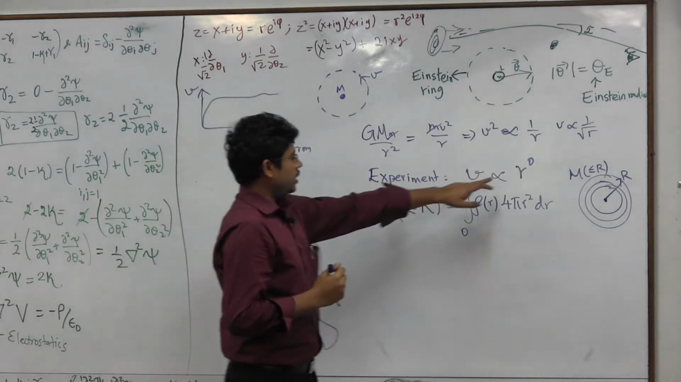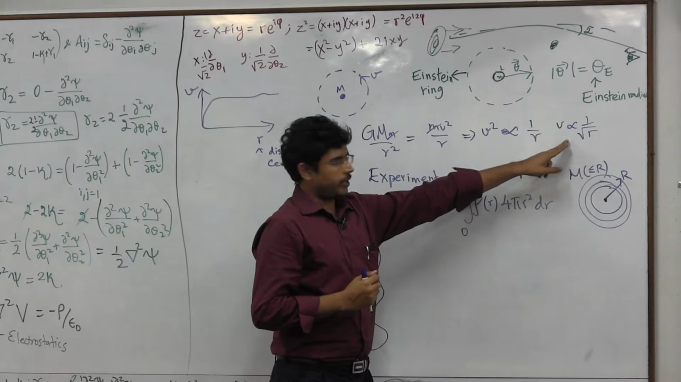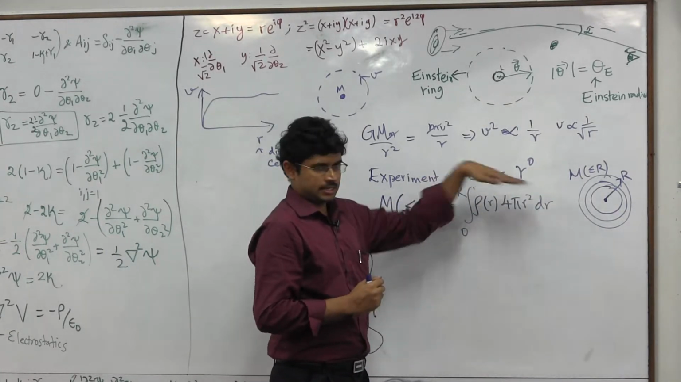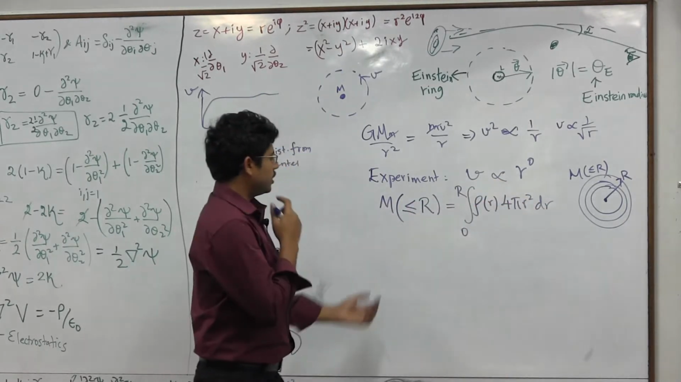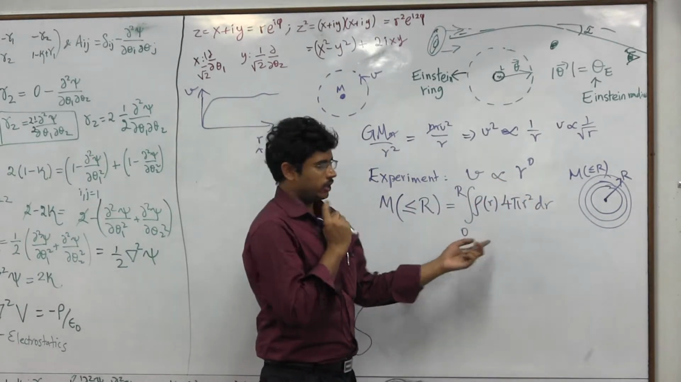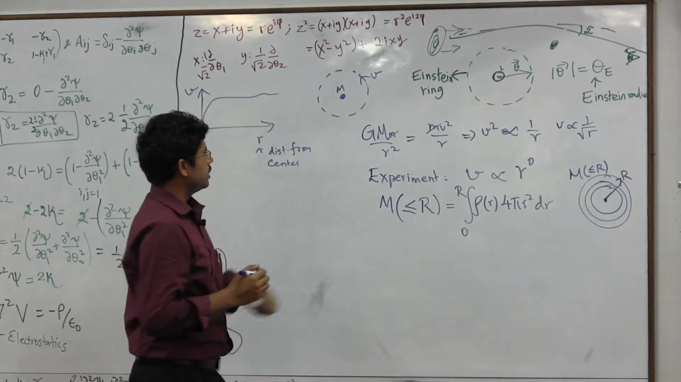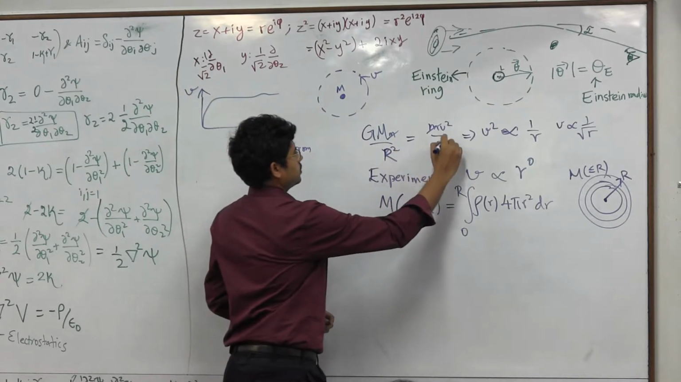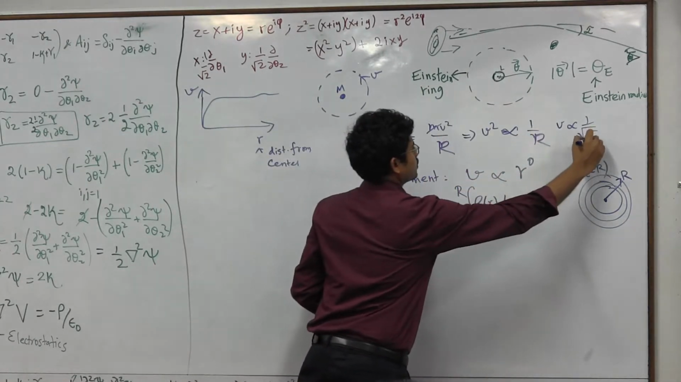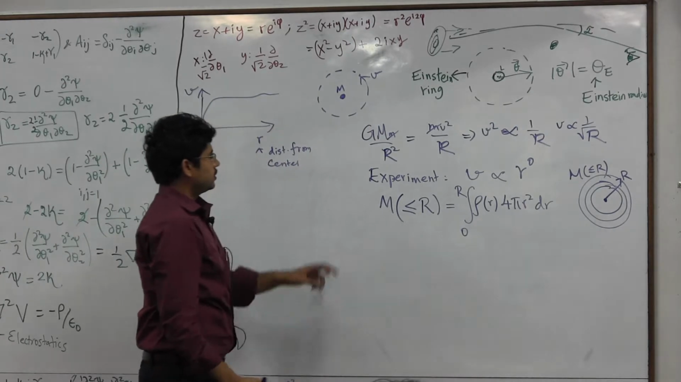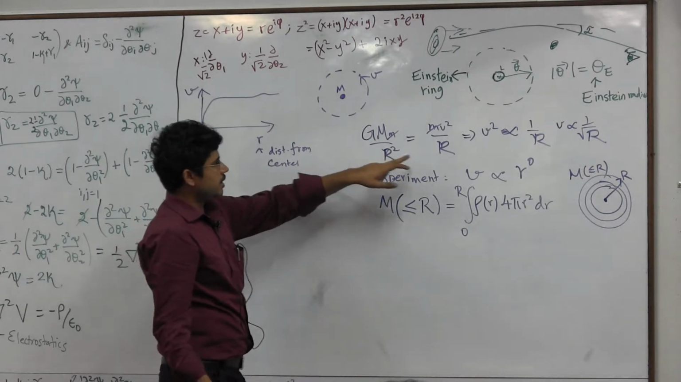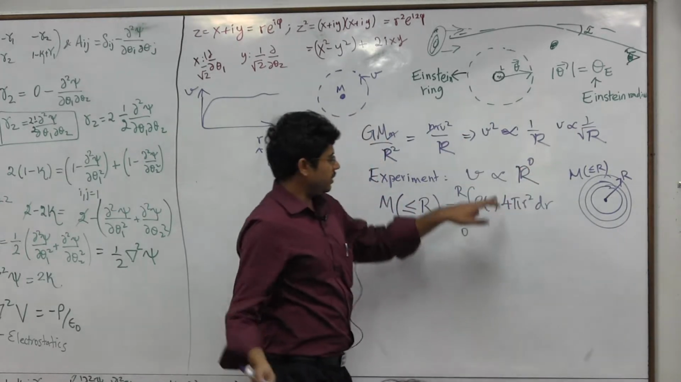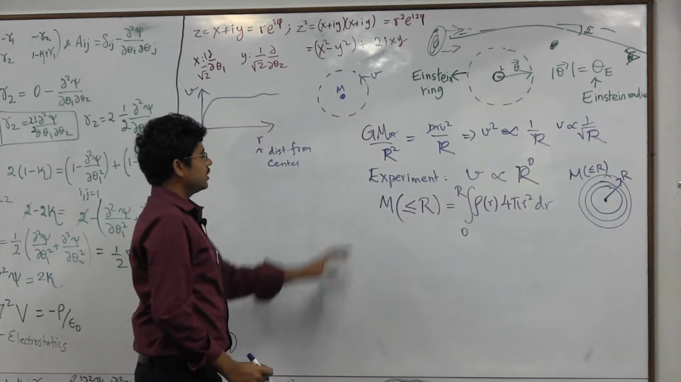Now, for V to not go as 1 over square root of r, but to go as r power 0, which means it is essentially a constant with respect to r, how should rho of r go like, or how should m of r be like? So if you do this equation, I'm going to change this to capital R. You don't want V to go as this, but you want V going as r power 0. So how should m be?